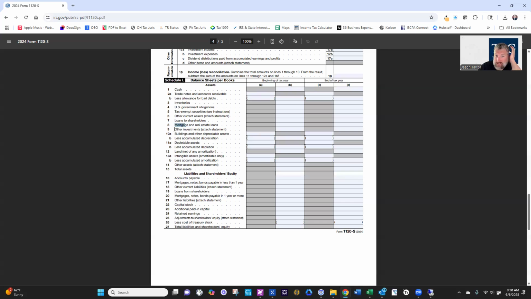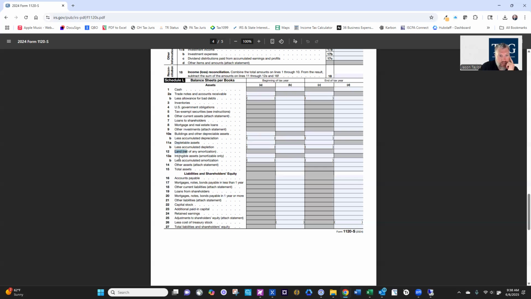Other investments, if you happen to have a stock portfolio or if your S corporation buys other companies, that'd be in there. Then we have your fixed assets, which is what we take depreciation on. Typically, this is a vehicle, maybe some office space, some equipment, stuff like that, furniture and equipment. Depletable assets, mining operations.